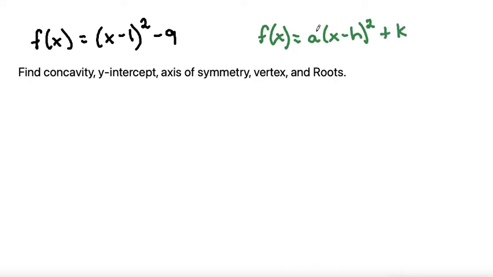And one thing I know is that when my a is a positive number, that means my function is going to open up and look like an upward facing bowl. If my a is negative, my function is going to open down and look like a downward facing bowl. So what concavity means is if it's facing up and looks like an upward facing bowl, we call it concave up. If it looks like a downward facing bowl, we call it concave down. So in this case, because I don't have a number out in front, it's assumed to be a positive a, and that means that this function is concave up.